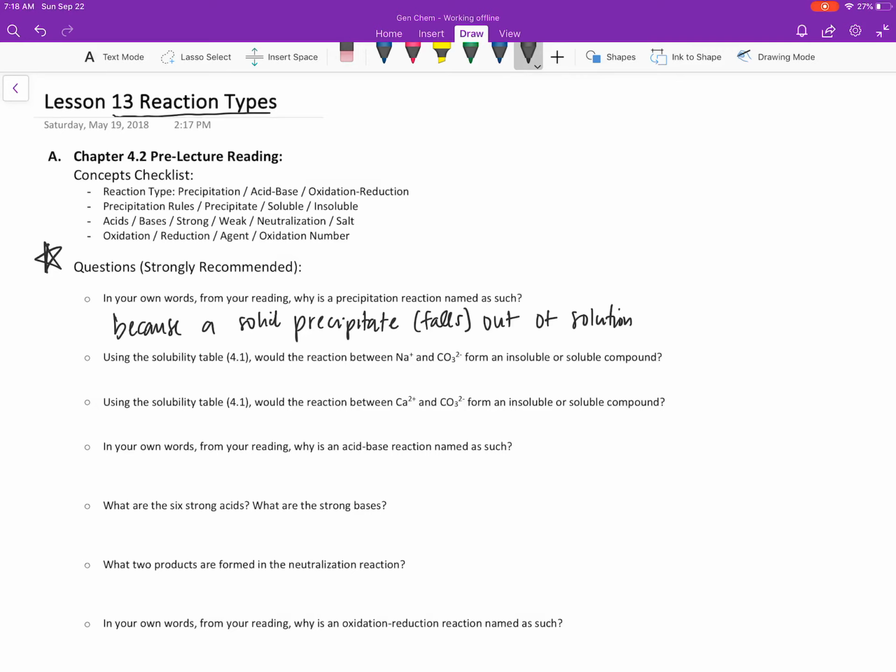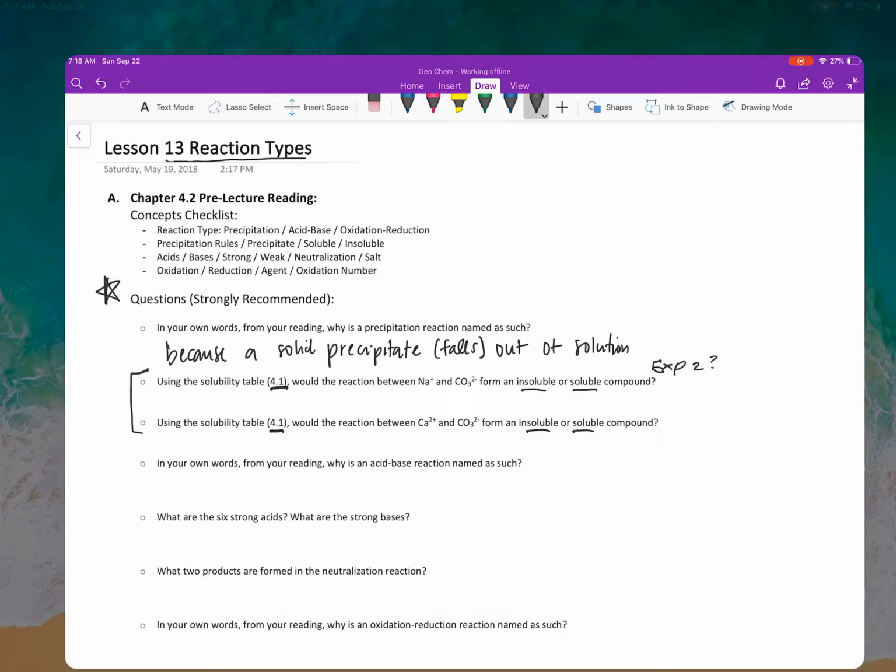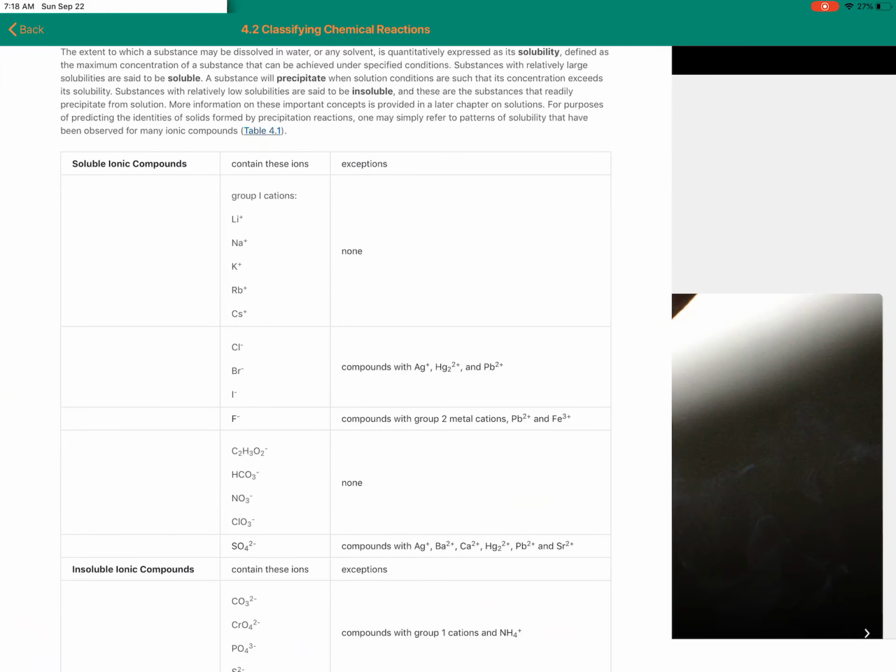The next question says, using the solubility table 4.1, which is in your textbook, we need to predict whether sodium carbonate or calcium carbonate is going to form what's called an insoluble or soluble compound. We did this in experiment 2, I think, where you looked for the solubility of your standards and your unknown in various solvents. But this time, instead of looking at whether or not something dissolves, we're trying to predict whether something will form. So I have my textbook, my OpenStax, ready to go.